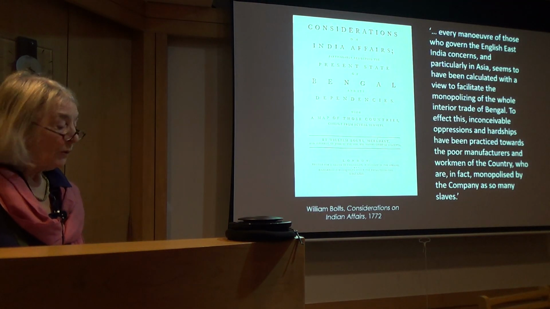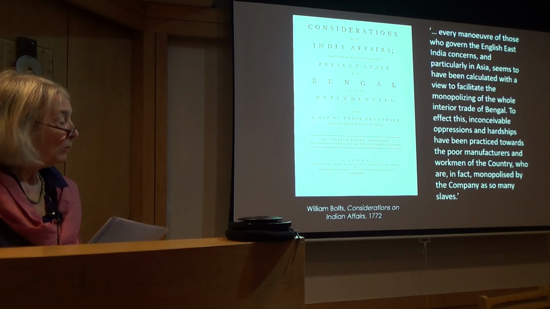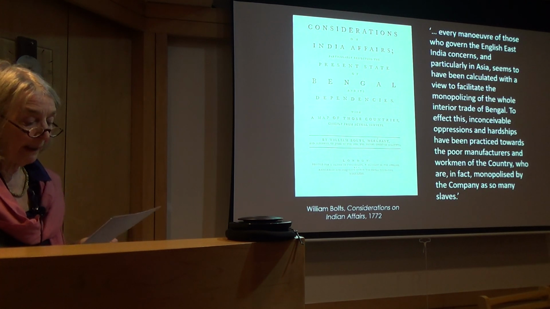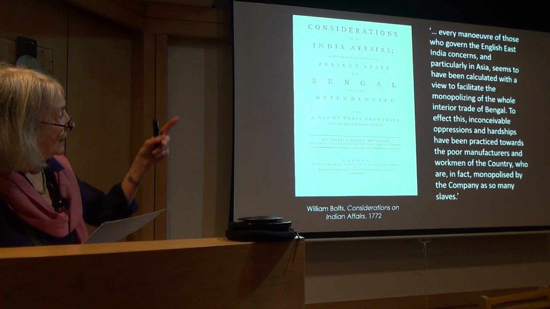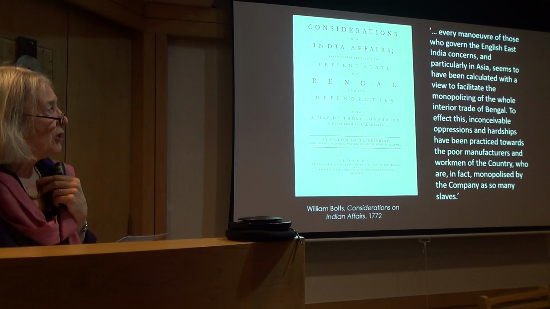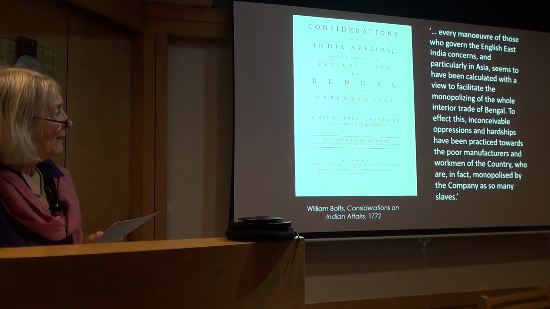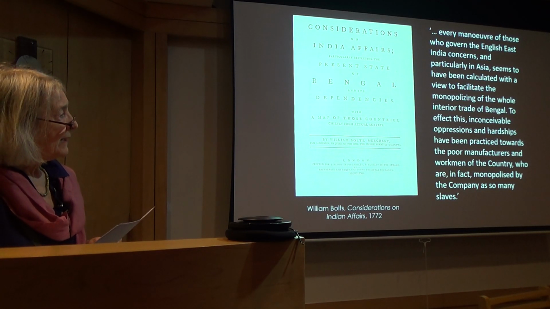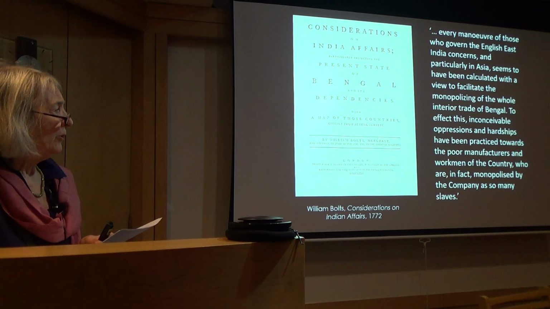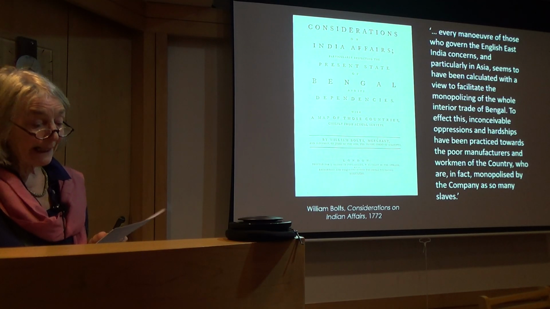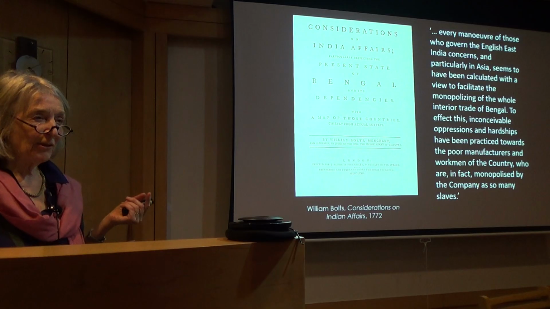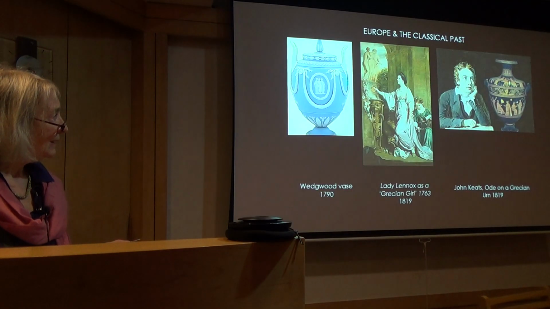So in 1772, a former company servant called William Bolts wrote a scathing attack on the way in which the company managed its investments in Bengal. As you can see, this is his complaint here: "Every manoeuvre of those who govern the English East India concerns, and particularly in Asia, seems to have been calculated with a view to monopolising the whole interior trade of Bengal. To effect this, inconceivable oppressions and hardships have been practiced towards the poor manufacturers and workmen of the country, who are in fact monopolised by the company as so many slaves." So, you know, it's not just modern sensibility that has recognised this. Already at the end of the 18th century, people were really getting quite angry about it.